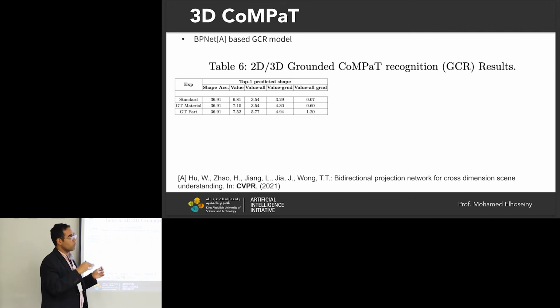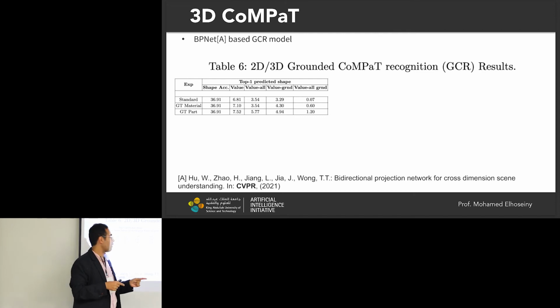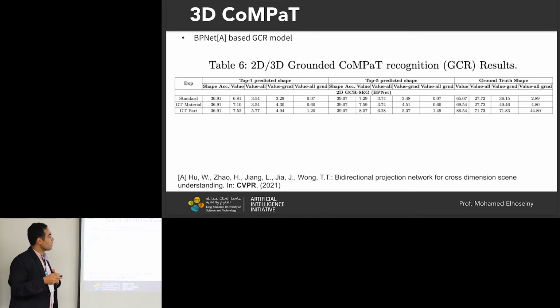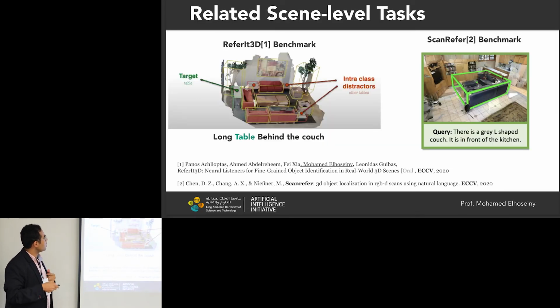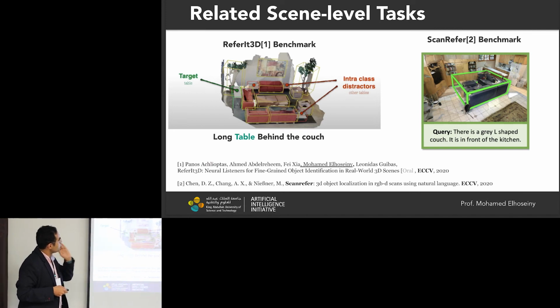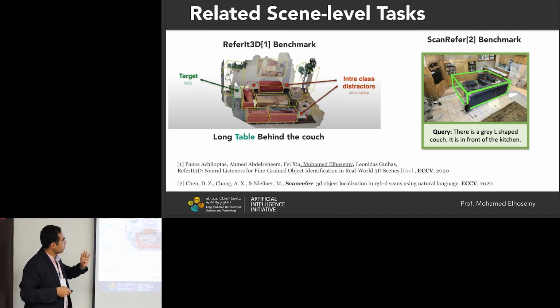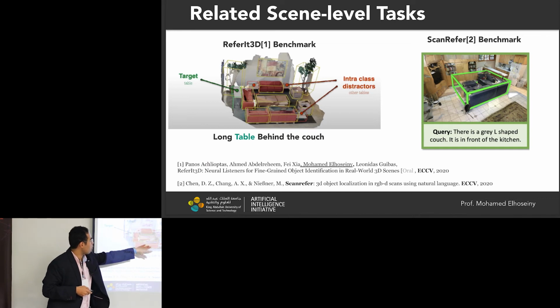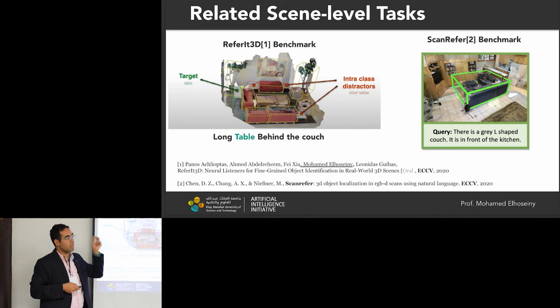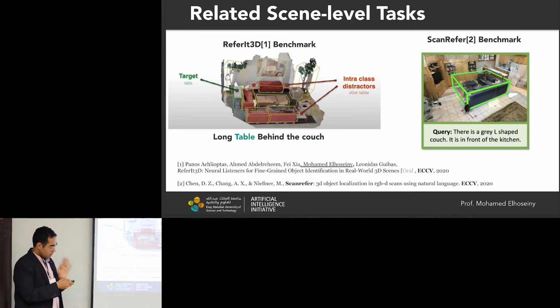Value all means that an example is correct if all predicted part material pairs are correct, and I get no score otherwise. Value all grounded is the same thing, but I have to also tell where it is in the image or in the 3D model. All right, this can also be helpful to improve scene level tasks, like we can describe objects in 3D models by saying, hey, I want the shape that has the metal legs or something. All right.